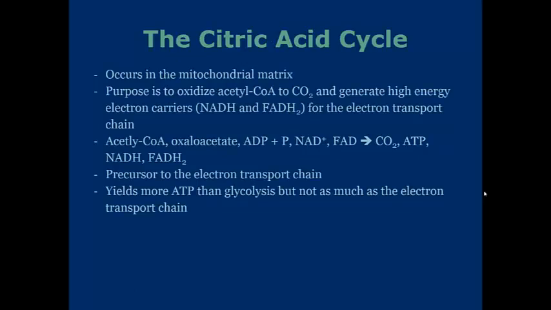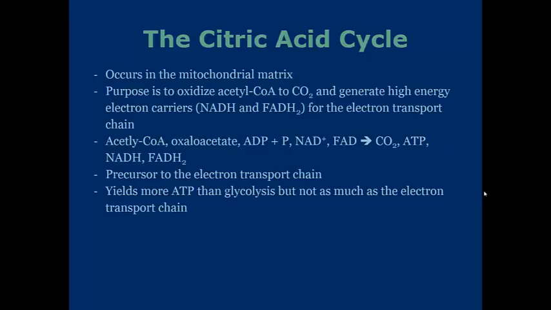The citric acid cycle occurs in the mitochondrial matrix. This is the next step after glycolysis. Its purpose is to oxidize acetyl coenzyme A to carbon dioxide to generate high-energy electron carriers NADH and FADH2 for the electron transport chain later on.